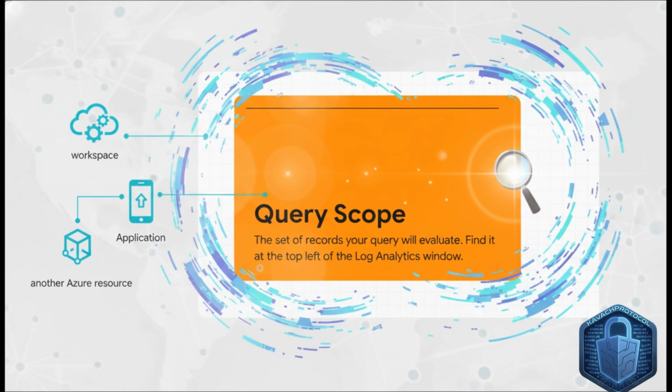But what's really cool is that you can always see your current scope. Just look at the top left of the Log Analytics window. You'll see these little icons there, and they'll change depending on if you're scoped to a workspace, an application, or some other Azure resource. It's right there in plain sight.